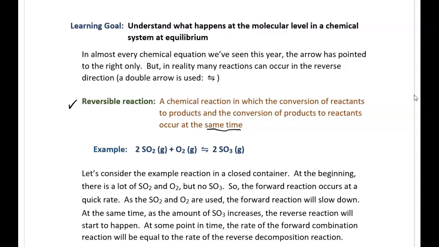Here's an example reversible reaction. 2 moles of SO2 combine with 1 mole of O2 to produce 2 moles of SO3. Notice the double arrow, however, showing this is a reversible reaction. What that means is at the same time that the forward reaction is creating SO3, the SO3 is decomposing to create the substances on the left side.